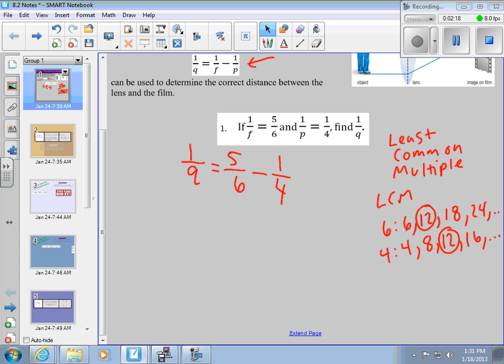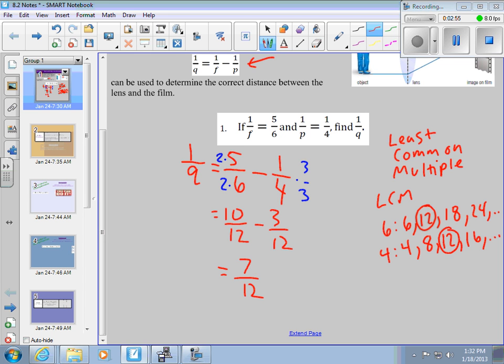So what we want to do now is multiply in order to get a common denominator of 12. In order to do that with the 5/6, we'd want to multiply 6 by 2. And whatever we multiply the bottom by, we have to multiply the top by. With 4, to get 12, we'd want to multiply by 3. So we're going to multiply the bottom by 3 and the top by 3. Doing the multiplication, 2 times 5 gives us 10 over 12. Multiplying the other one, we get 3 over 12. Now subtracting those fractions, 10 minus 3 is 7/12.